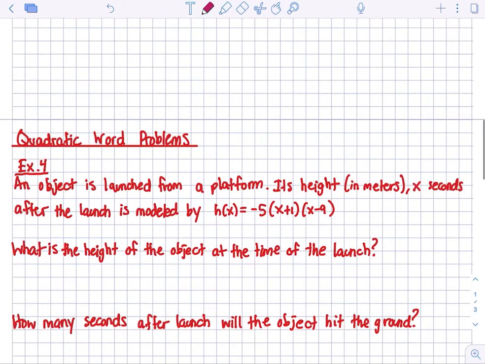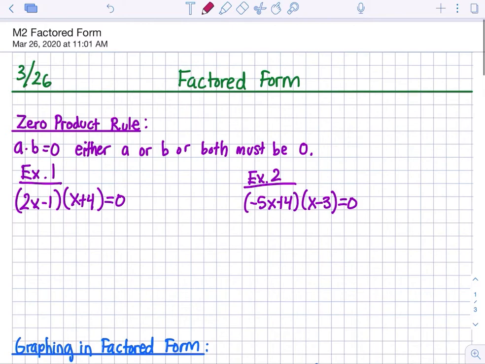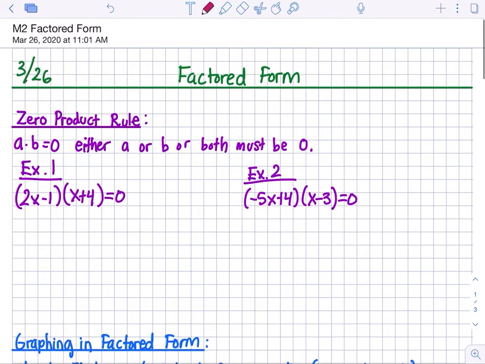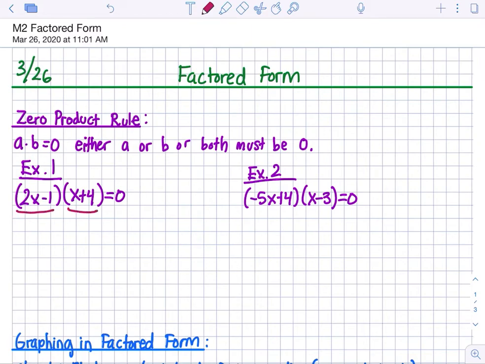So we're going to begin with zero product rule, okay? If you guys forgot, zero product rule states if A times B is equal to 0, either A or B or both must be 0. So when you guys look at these examples, it's pretty much saying in order for this or this to equal 0, either this, which is your A, or this, which is your B, must equal 0, right? Because either A or B or both have to equal 0 in order for that whole equation to equal 0.